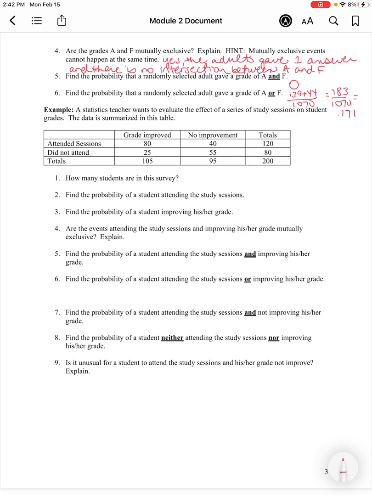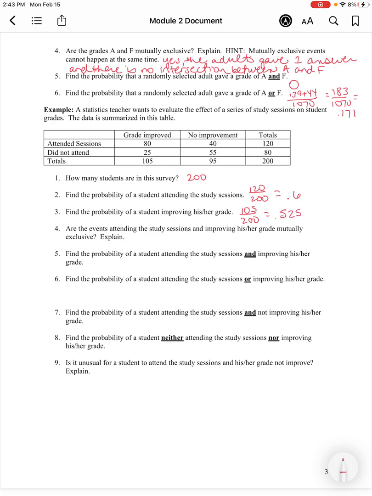For the next example, how many students are in the survey? That would be 200. The probability of a student attending the study sessions. So that's 120 out of 200. And you can leave these as fractions or decimals. I think my lab stats will tell you to leave it as a decimal and how many decimal places to use. But I don't care which way you leave it for me. So that would be 0.6. The probability of a student improving his grade would be 105 out of 200, which is 0.525.